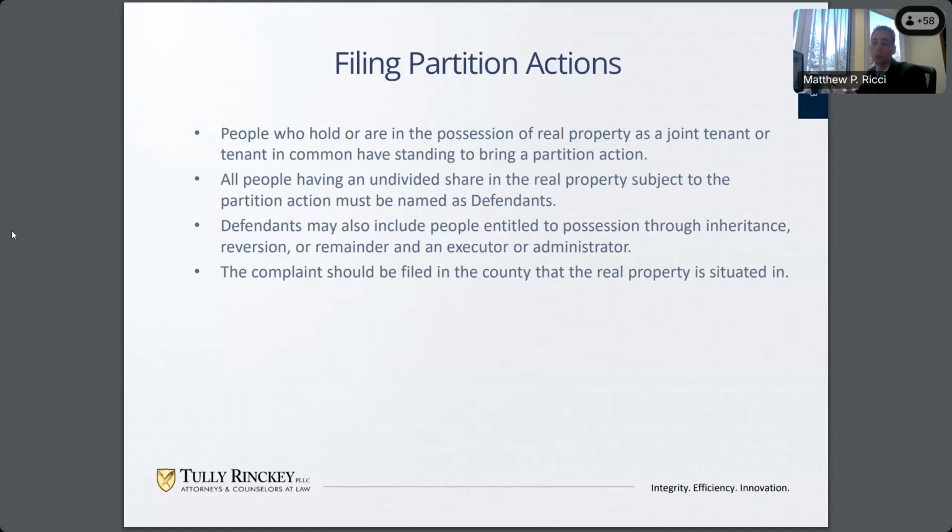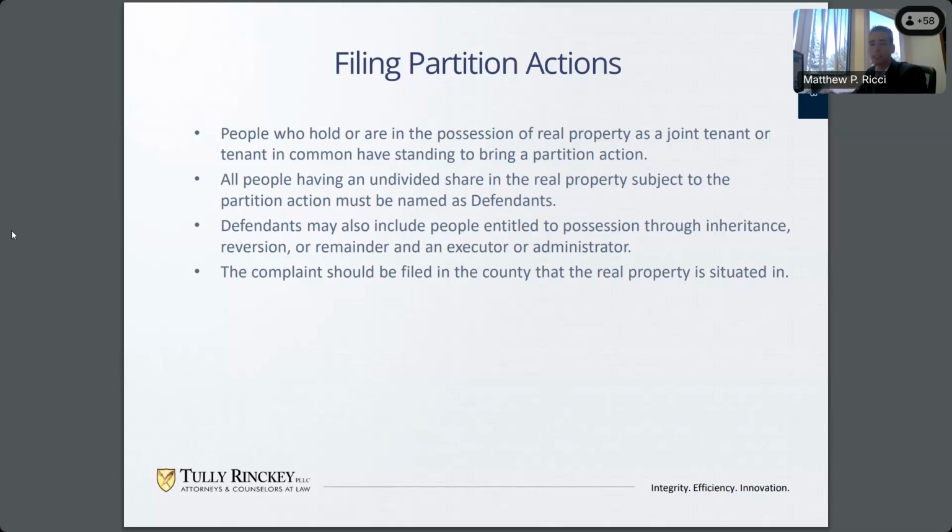They may also bring and have standing to maintain an action in situations involving when an estate of a decedent is the owner of an estate in common in a disputed piece of real property. Those types of situations are not as common as the typical husband, wife, friend or sibling holding actual possession of the property as a joint tenant or tenant in common.